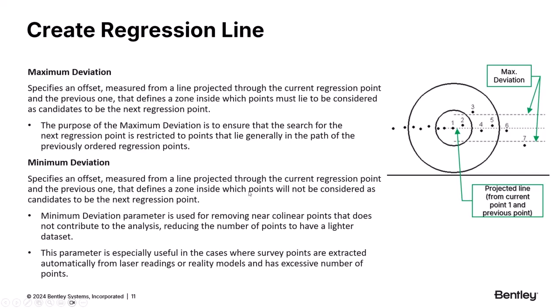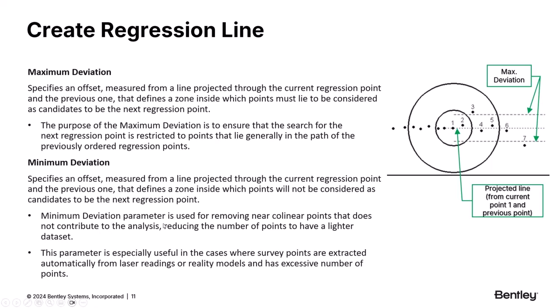Then we have minimum deviation. Minimum deviation, this one's going to be more used when you have a lot of data and you need to kind of thin it out or not include a lot of it in there. So this is also going to specify an offset measured from the projected line through the current regression point and the previous one. It defines a zone inside which points will not be considered. Okay, so when you set the minimum deviation offset here, you want to set this for points you want to throw out. You don't want to consider those in your regression if you have a lot of them.